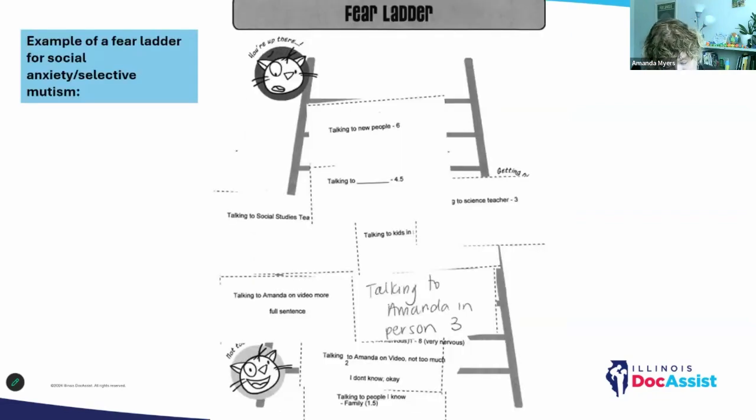And now I want to show you more of the fear ladders I've made with different individuals. This one was for a kiddo who had some selective mutism, social anxiety. So we ranked different situations where she had to talk, because she definitely would not talk in clinic. She would use yes, no, thumbs up, thumbs down when talking to me. So we made a fear ladder for her to overcome her social anxiety.